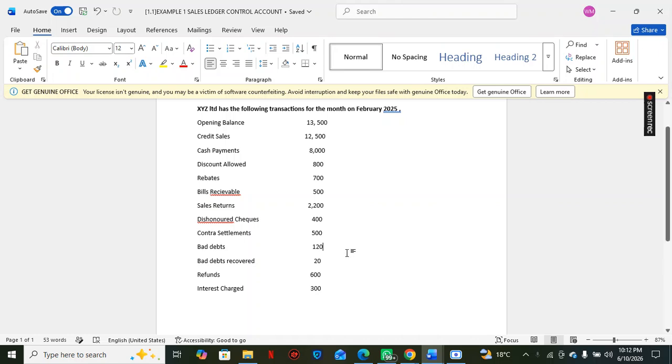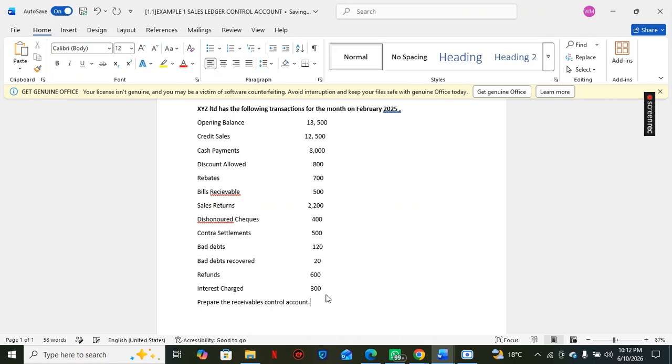Okay, so we have a question here with some transactions, and we have to prepare the receivables control account or the sales ledger. Here is the secret: if the money that is being owed to you is increasing, you debit. If the money that is being owed to you reduces, then you credit.